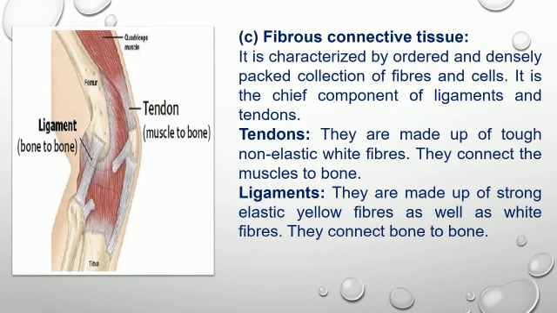Fibrous connective tissue. It is characterized by orderly and densely packed collection of fibers and cells. It is the chief component of ligaments and tendons. Tendons. They are made up of tough, non-elastic white fibers. They connect the muscles to bone. Ligaments. They are made up of strong elastic yellow fibers as well as white fibers. They connect bone to bone.